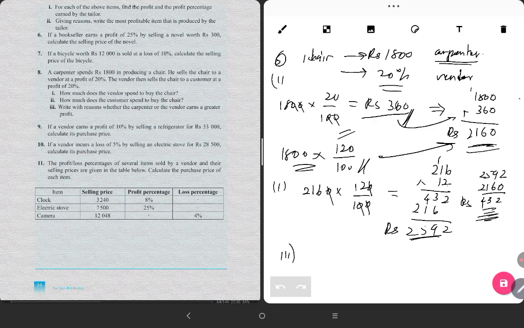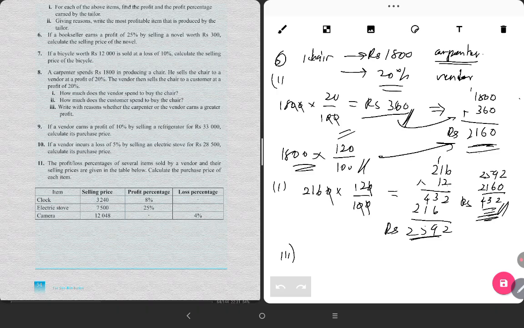The carpenter made only 360 rupees profit. So actually the vendor is making the highest profit, right? He's making the highest profit. But which transaction is more profitable? If somebody asks which transaction is more profitable, both transactions are equally profitable depending on the amount they spent.